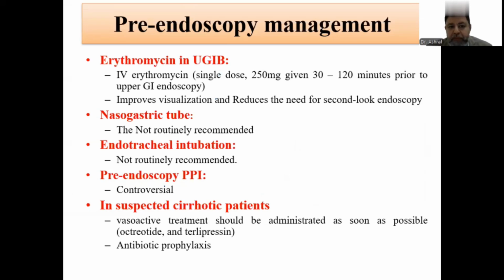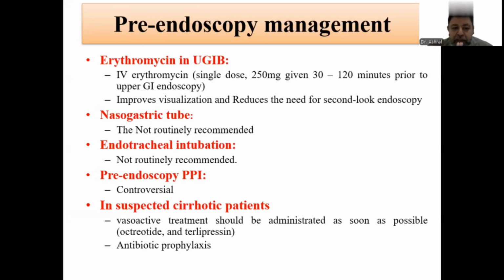Regarding pre-endoscopic management, intravenous erythromycin 30 to 120 minutes before upper GI endoscopy is recommended by most of the international guidelines, and it improves visualization and reduces the need for second look endoscopy. But unfortunately, we don't have IV erythromycin in Egypt. Nasogastric tube is not recommended routinely.